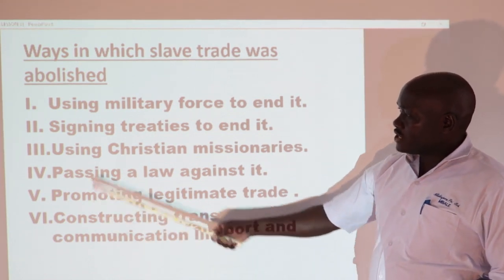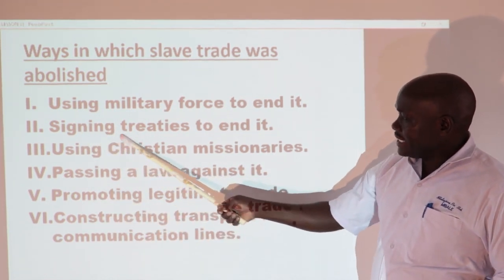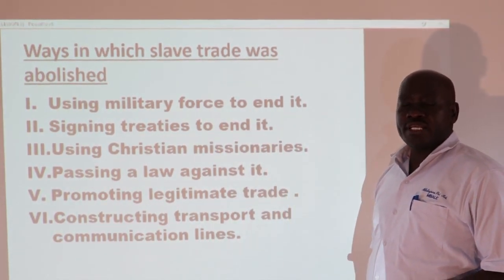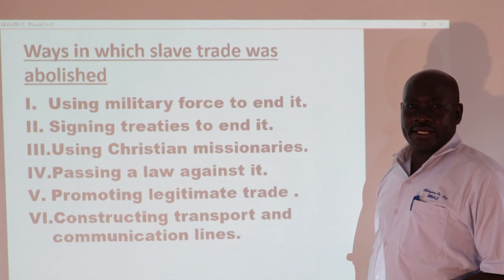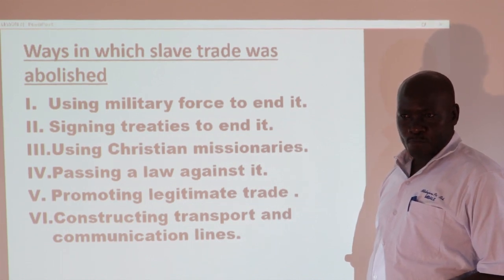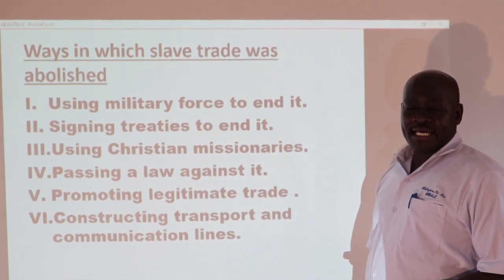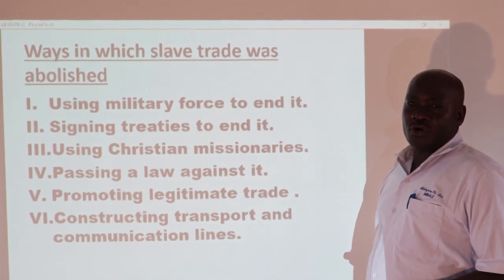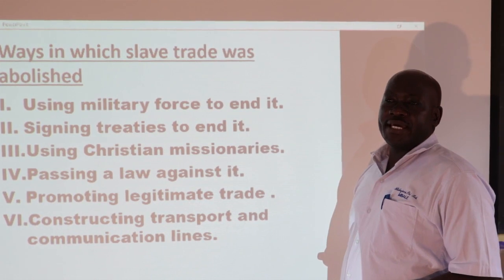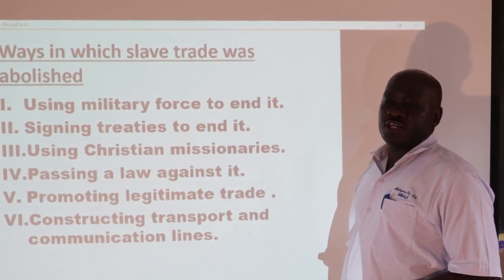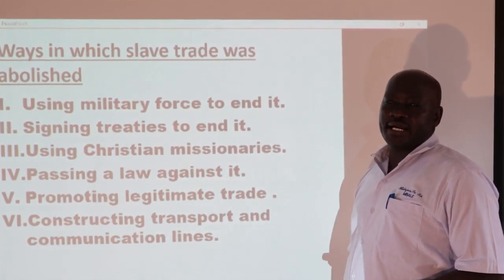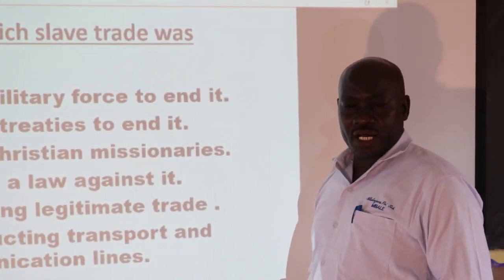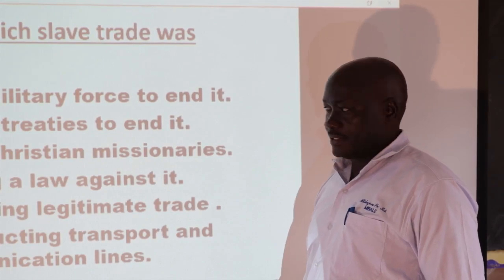Another one, we have two. We have signing treaties to end it, meaning that treaties were signed in order to end slave trade. But when they signed the first treaty, that was in 1822, another treaty was signed after so many years, more than 15 years. So these were the attempts in order to stop slave trade.